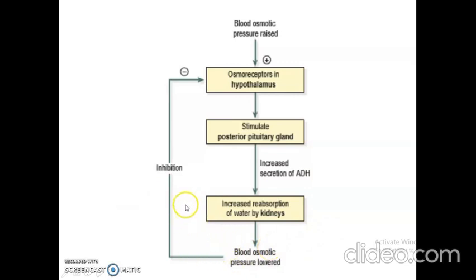Once the water level is normalized and osmotic pressure is normalized, further there is no stimulation of the hypothalamus. Then further there is no release of antidiuretic hormone. So this is about the negative feedback mechanism. The hormone, that is antidiuretic hormone, is involved in this process.